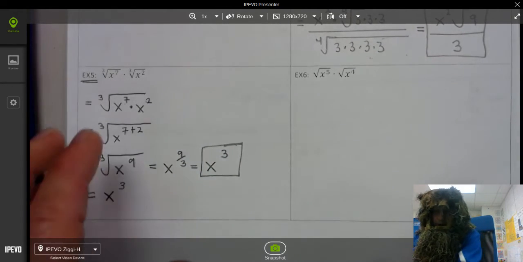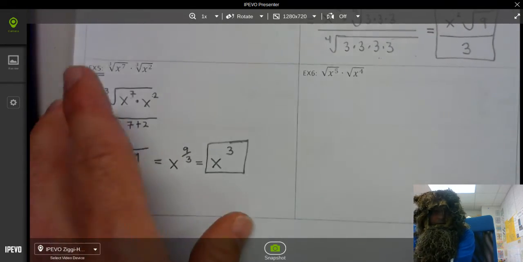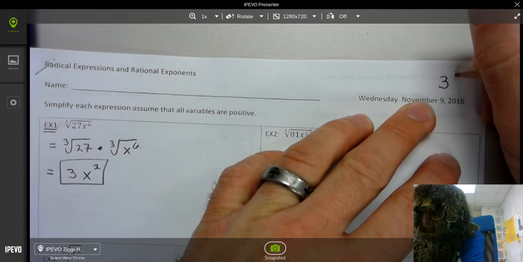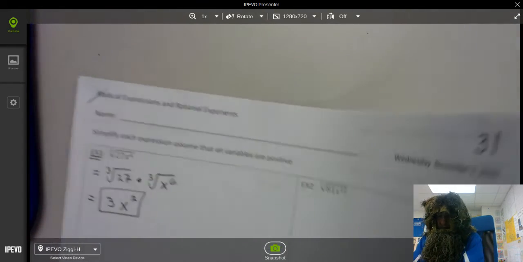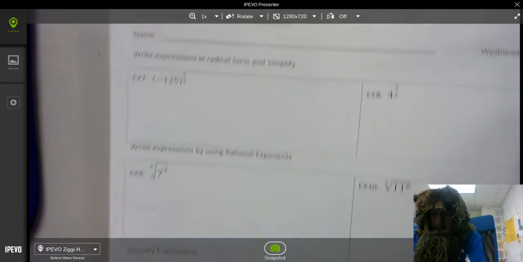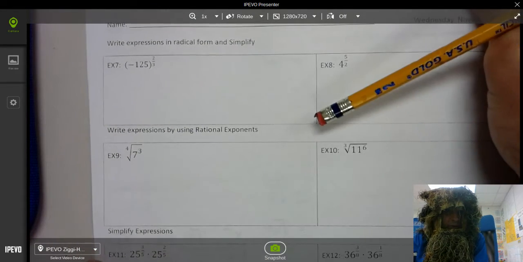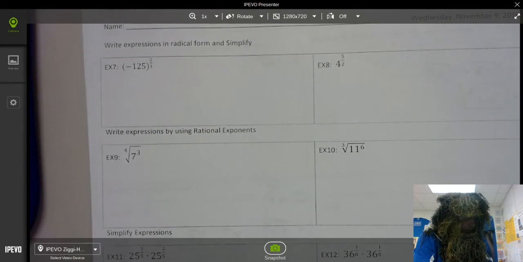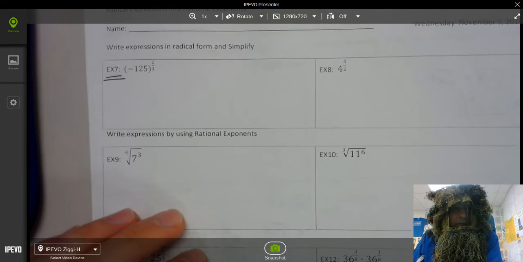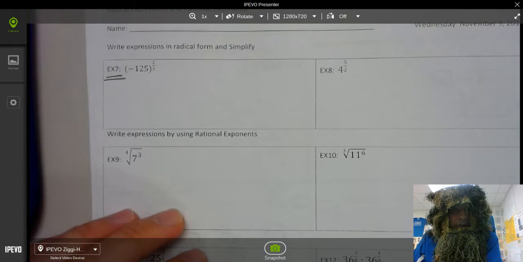All right, so now let's look, and I almost forgot, this is page 31. So now let's look at, all right. Now this video is going to go a little longer just because I want to go over more examples in it. All right, it says write an expression in radical form and simplify.